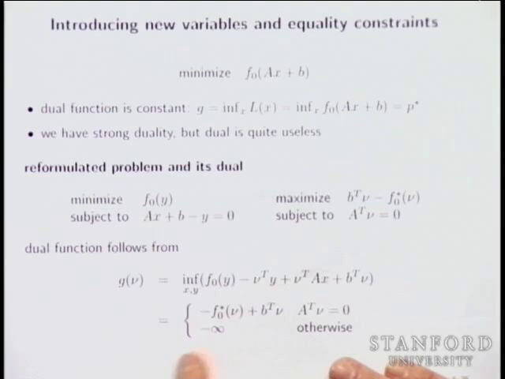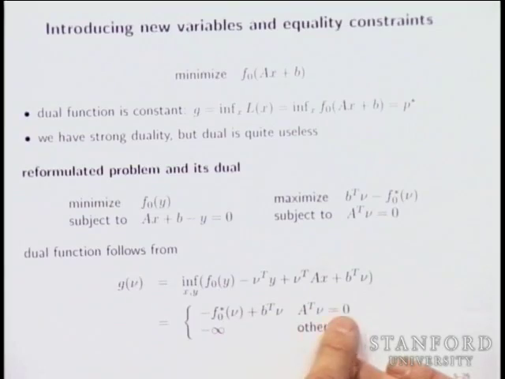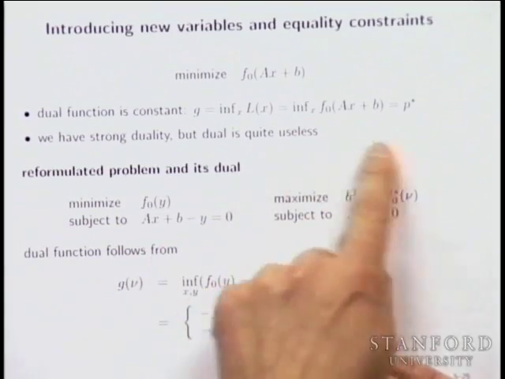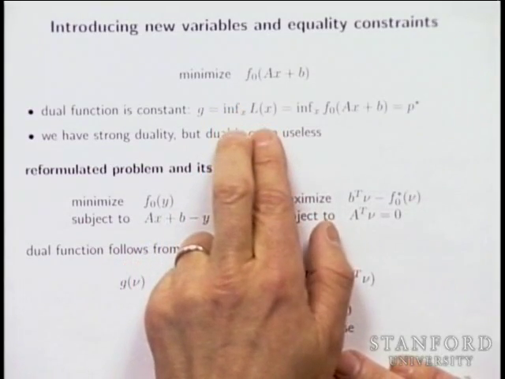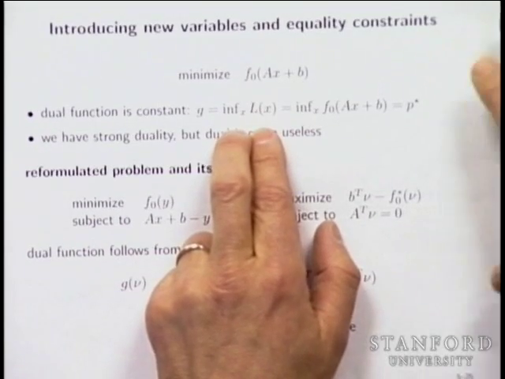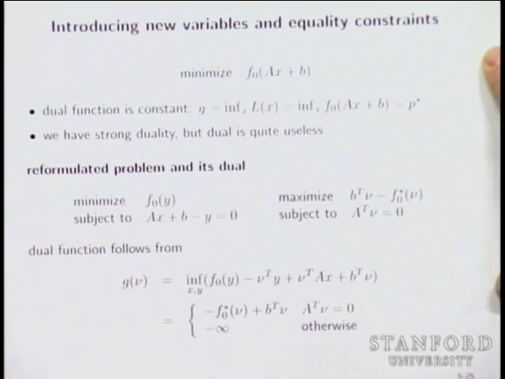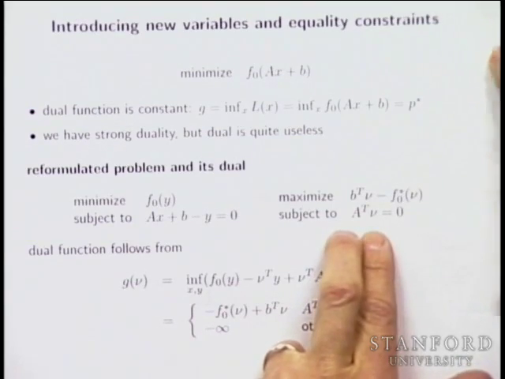And you minimize that, and you get something interesting. You get minus f0 star plus b transpose nu if a transpose nu is 0. And so the dual is this. So here, the original problem, unconstrained problem, had a completely useless dual. The dual function was just p star, just a constant. Now you get something that's not remotely obvious. It's this. It's different.